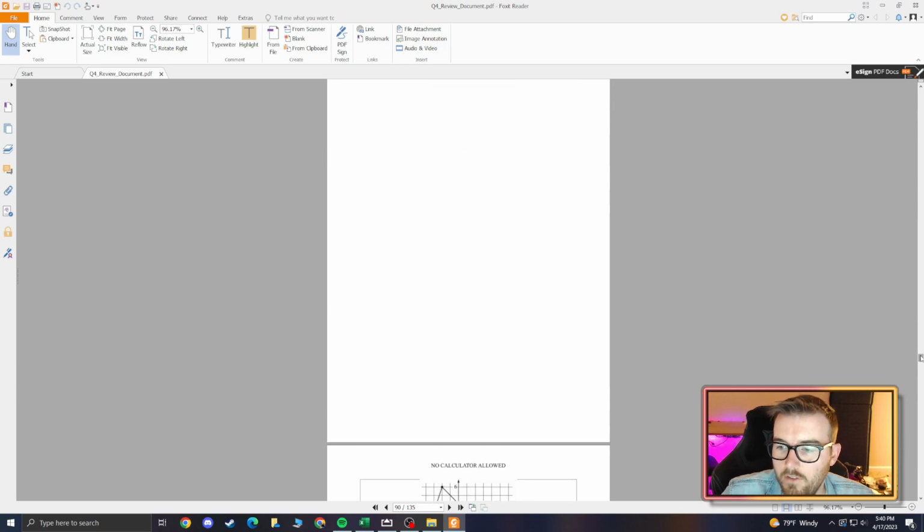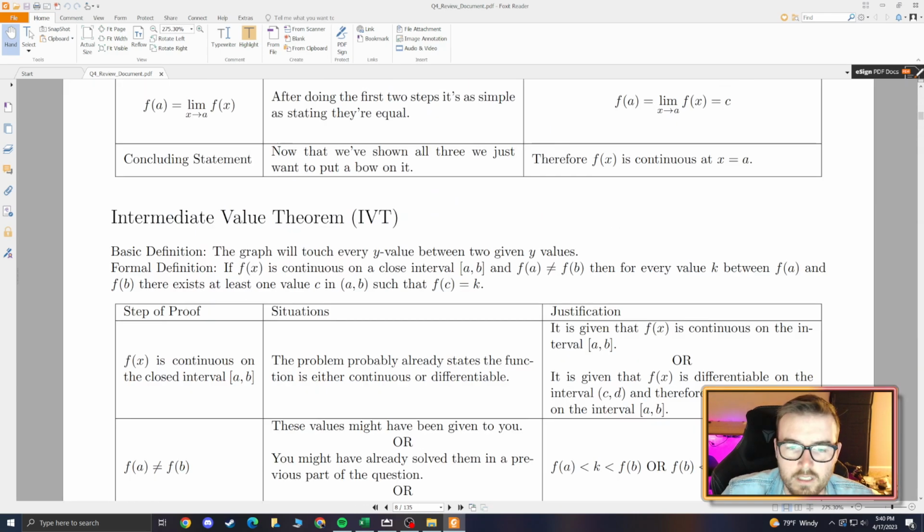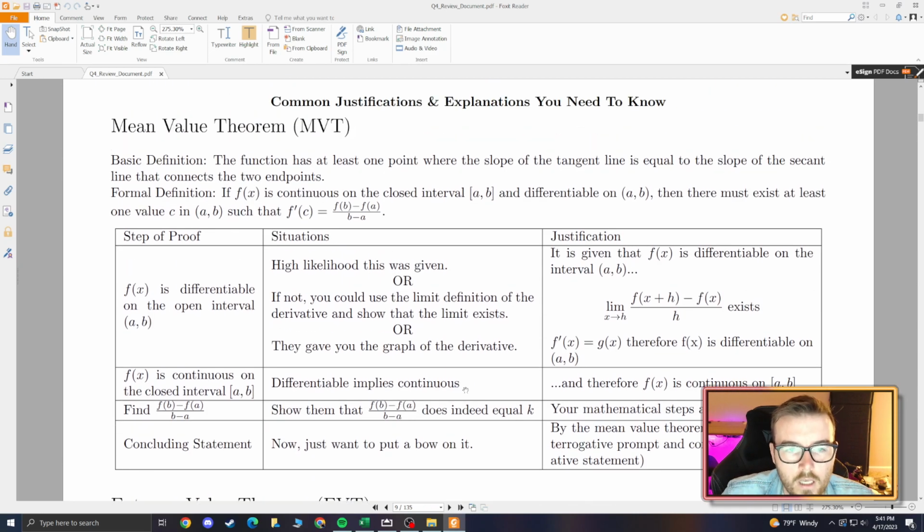My explanations in our workbook, if you... says, the basic definition of the mean value theorem is that the function has at least one point where the slope of the tangent line is equal to the slope of the secant line that connects the two endpoints.